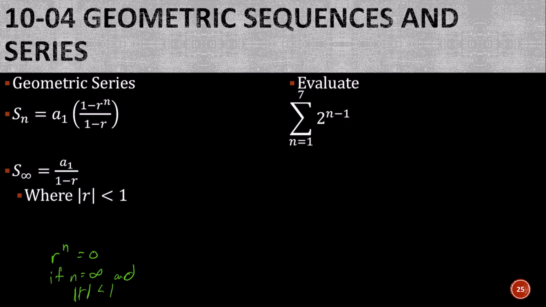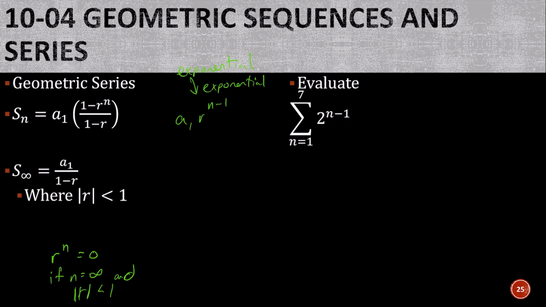So let's evaluate this. Oh, hey, wait. How do I know that that is geometric? Well, geometric is in the form a1 r to the n minus 1. So this is exponential. It's exponential. If it's exponential, it means it's geometric.